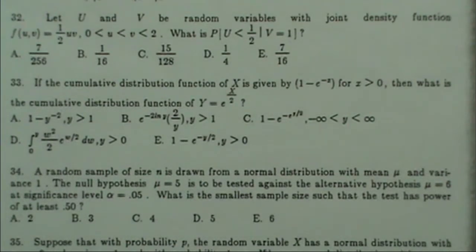Number 33. If the cumulative distribution function of x is given by 1 minus e to the minus x when x is greater than 0, then what is the cumulative distribution function of y, which equals e to the x over 2?